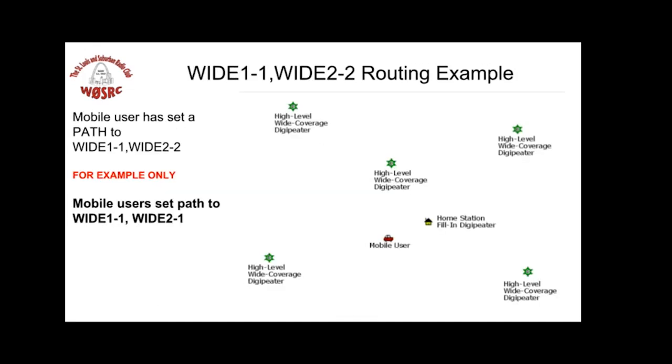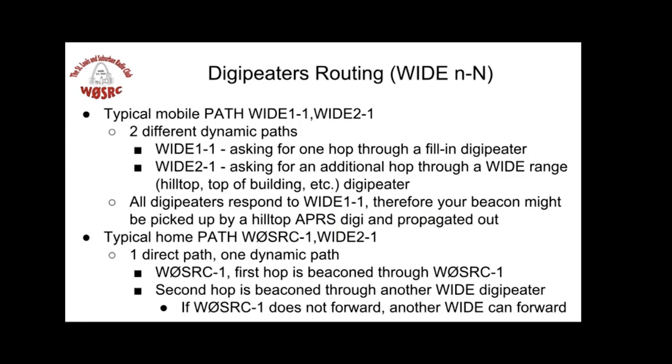Can I ask a question? Sure. So in the first scenario, you said wide 1-1 could be picked up from anybody. Yep. But if you have that and then wide 2-1, would it then go to another wide and be another hop then? Yep. So it'd be a wide and a wide instead of a fill-in and a wide? Yep. Okay. But fill-in Digipeaters only respond to wide 1-1. Right. They're not wide Digipeaters that respond to the 2-1 or the 2-2 or the 2-3. Yep. I'm sorry, it wouldn't be 2-2, it'd be 3-3.